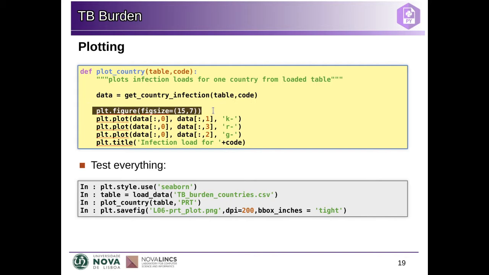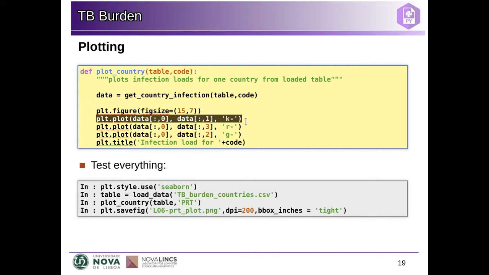And then we create a new figure for plotting. We plot in black the estimated value using the first column as the years. Then we use the upper bound in red, the lower bound in green. I just switched the order here, but it's indifferent. And then we put the title there.